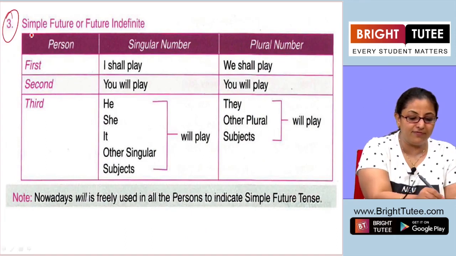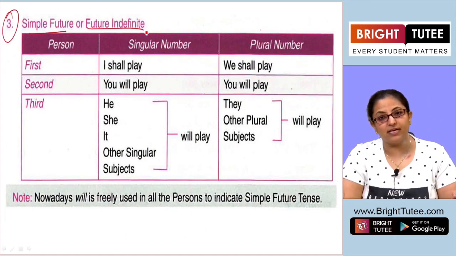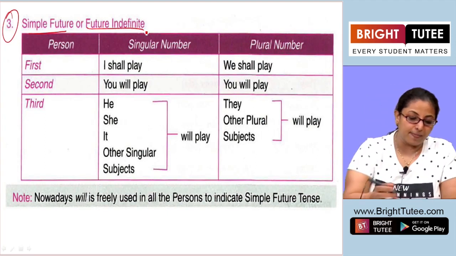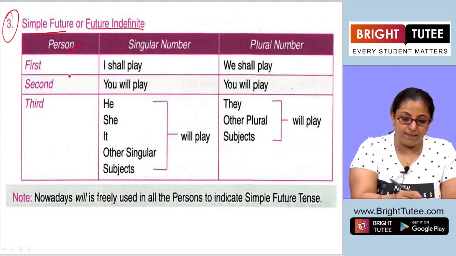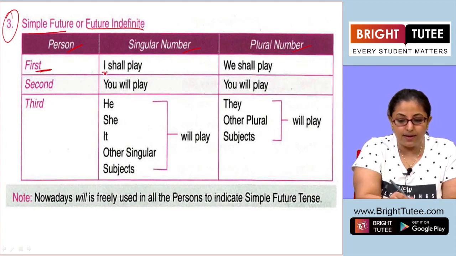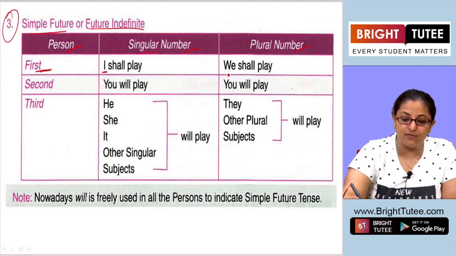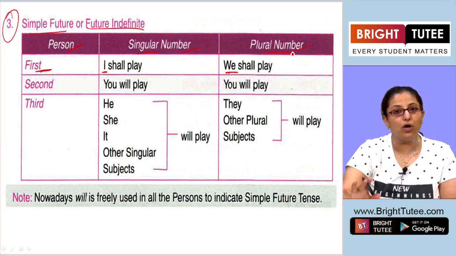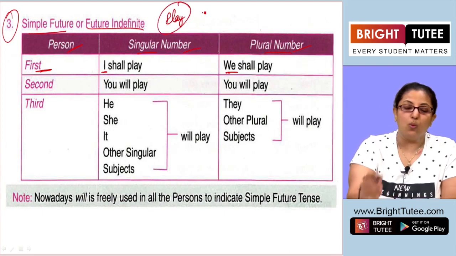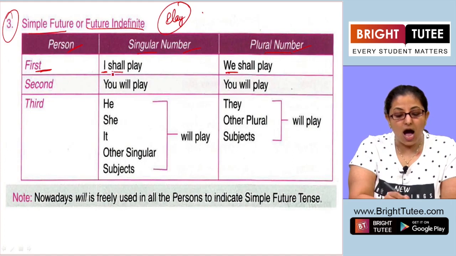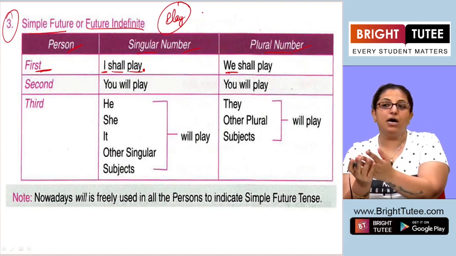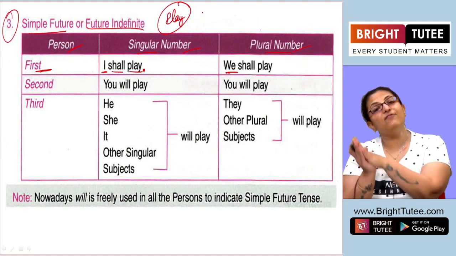Now coming to the simple future or future indefinite tense. Simple future or future indefinite are the similar things, same things. You can use any of these. Then again the same table, person, singular number and plural number. First person, I, in the singular number, and we in the plural number. We all know this. For the first person, the verb play, what has been added? Shall. I shall play, which shows that I will be doing this particular action in the future time.